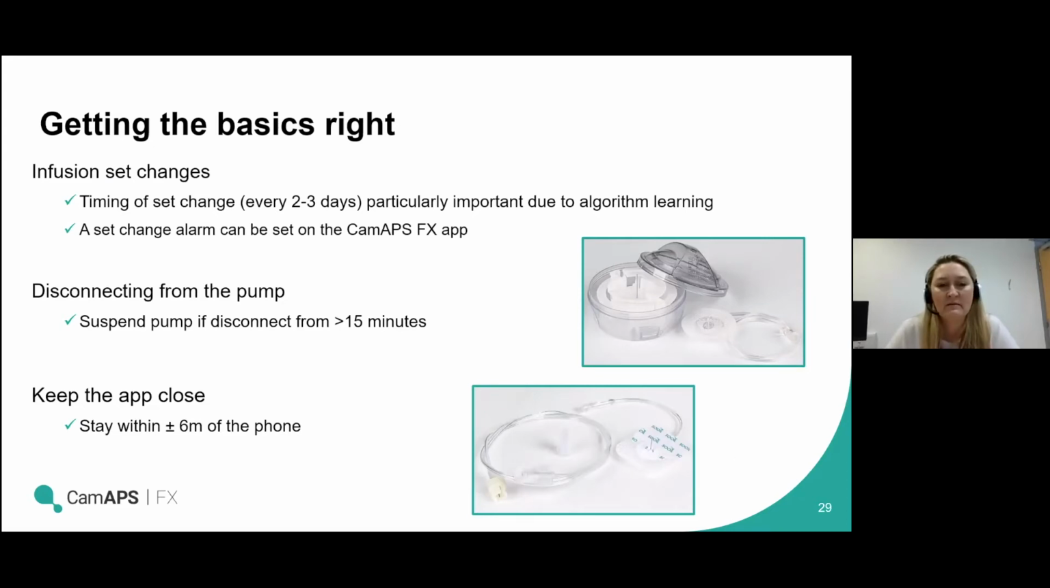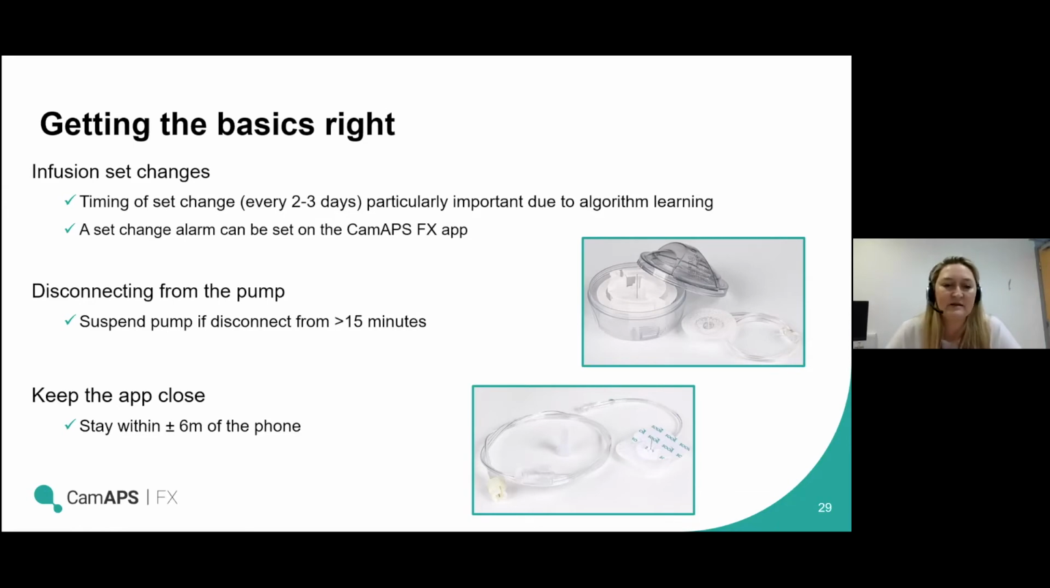And there's now an alarm on the alerts section of the app that you can set to remind you to change every 2 days. We also, one of the things in any type of closed loop system, if you are disconnected from the system or the pump for more than 15 minutes, then it's better if you suspend the pump. At the moment, you have to do this on the pump itself. We're hoping there will be an update in the app, so you'll be able to suspend the pump from the app, but at the moment you do have to do it on the pump.